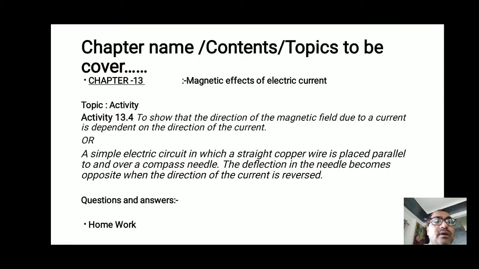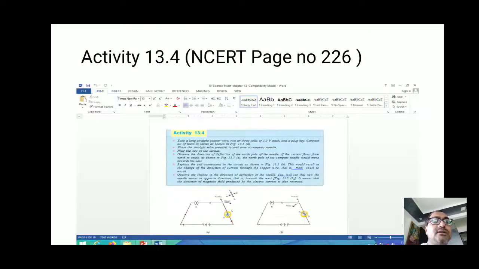It will be given in the question paper, so you have to describe that particular activity. So in this video I am going to teach you this activity 13.4, and after this activity I would like to discuss certain questions and answers based on this activity, and at the last I am giving you some homework. So let's continue with this activity 13.4.